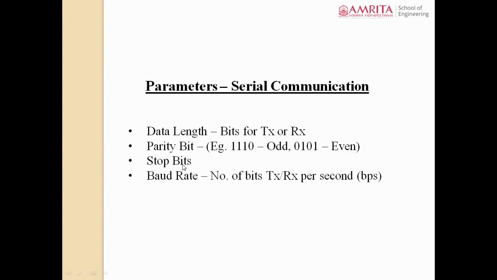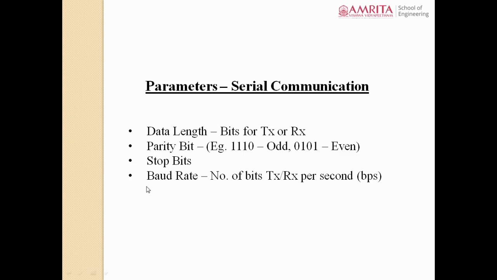The third parameter is stop bits. For data in a particular data frame, you will have a start bit, data bits and a stop bit, which we will see in the next slide. How many stop bits you are going to use for your current serial transmission should be configured here. Generally you can have one stop bit or two stop bits. If you have two stop bits, some more error correction will be incorporated. So you can configure either one stop bit or two stop bits.